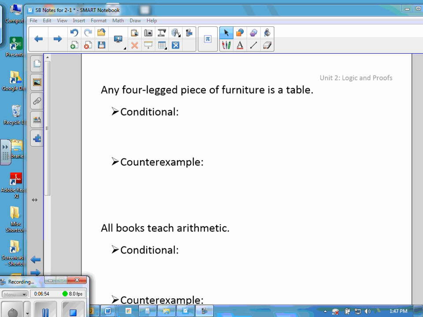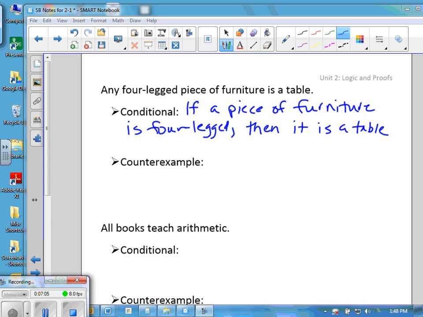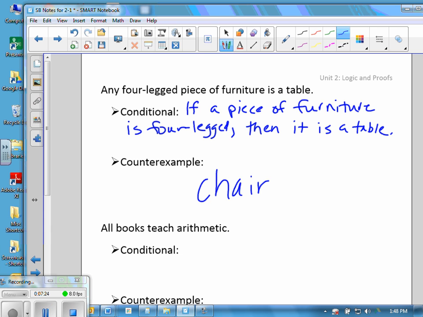Now let's take an absolute statement like any 4-legged piece of furniture is a table. We're going to separate this and write it as a conditional using if and then come up with a counterexample. Written as a conditional, we could say if a piece of furniture is 4-legged, then it is a table. So this is not true because we can come up with other 4-legged pieces of furniture. For example, a chair or a desk or any other piece of furniture that has 4 legs and isn't a table. Try the next one on your own.